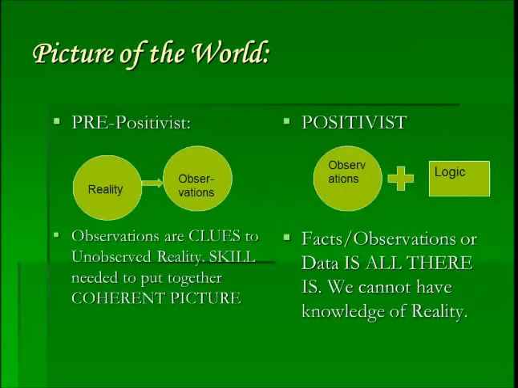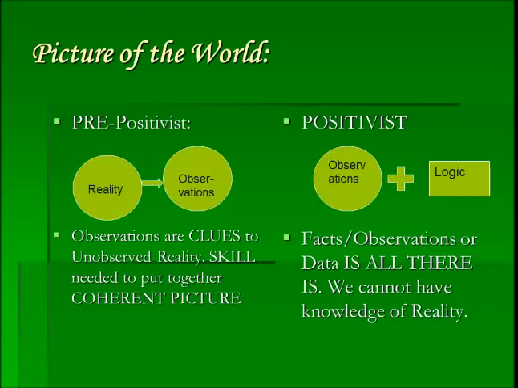So here is the picture of the world which is pre-positivist, and that's the true picture, that there is a reality. The reality generates observations, and we use the observations to find out what the reality is. The observations are clues and we put together these clues to discover reality, which may be very complex and very hard to understand. And so we need skill to put together these observations, and it's possible that the observations can be put together in different ways to yield a different picture of reality.